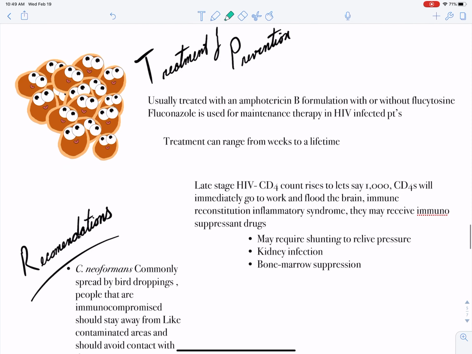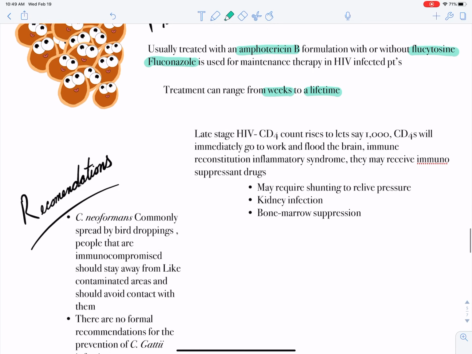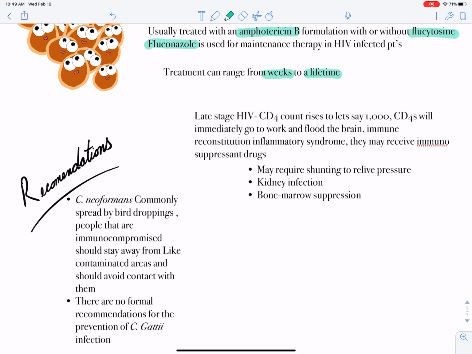So let's talk a little bit about treatment and prevention. We're going to use these 3 drugs. And this third one here is going to be specifically for people that are suffering from HIV. And this treatment is going to range anywhere from weeks to a lifetime. So let's talk a little bit about the effects of these drugs, some negative things that can happen.